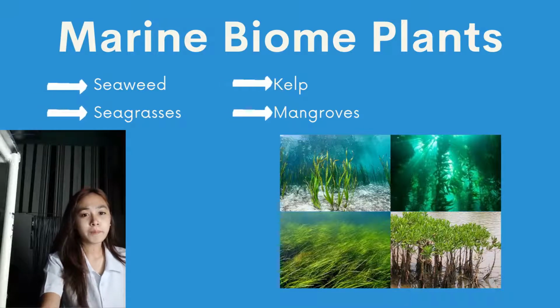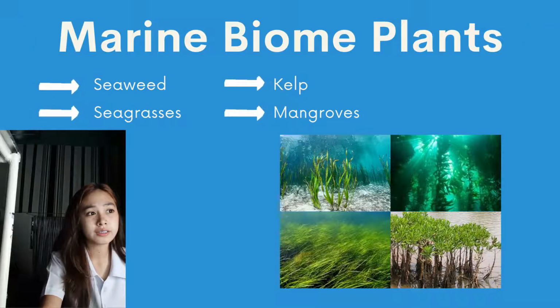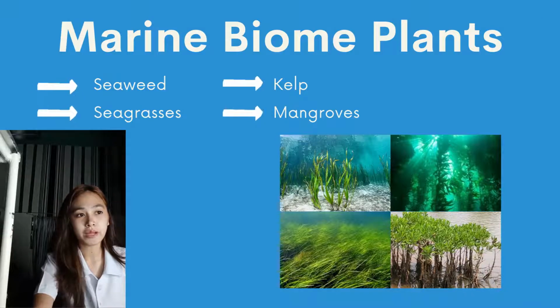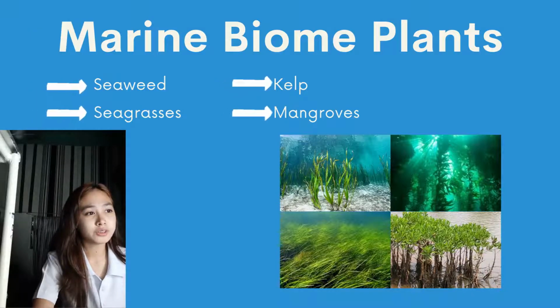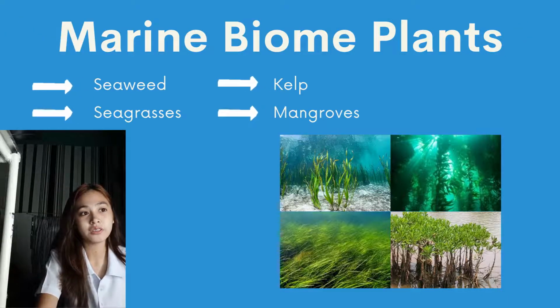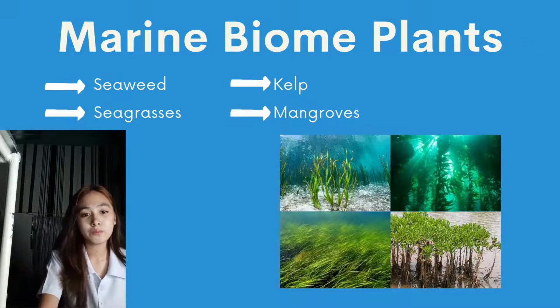And did you know that ocean plants are among the most important plant life on this planet? Here's an interesting fact about the marine biome. Algae in the ocean absorb carbon dioxide and produce most of the world's oxygen. Aside from algae, here are some other marine biome plants: seaweed, kelp, seagrasses, and mangroves.